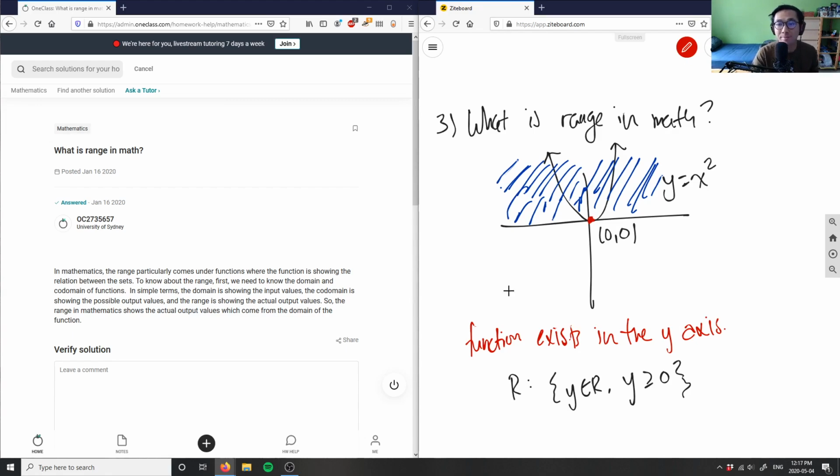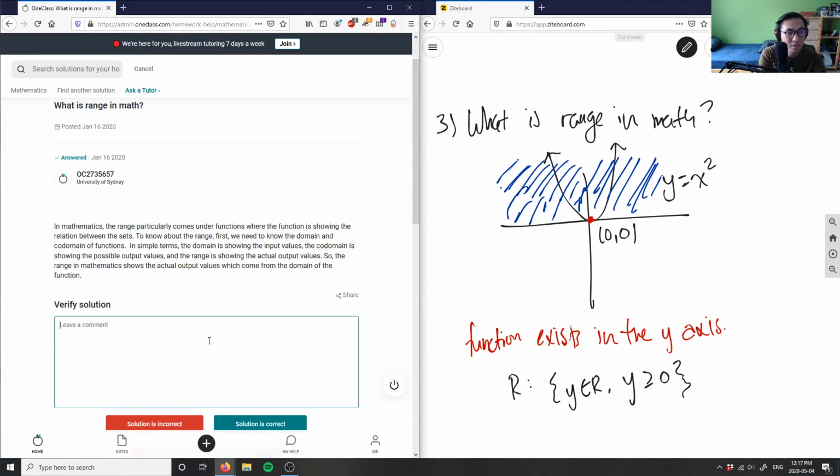My function does not exist below 0 in terms of the y-axis. And you can prove that with algebra, right? Every time I square a number, it will not give me a negative number. If I square a positive number, it gives me a positive number. If I square a negative number, it will also give me a positive number. So therefore, that's kind of the definition of range in math. So the solution here is correct.